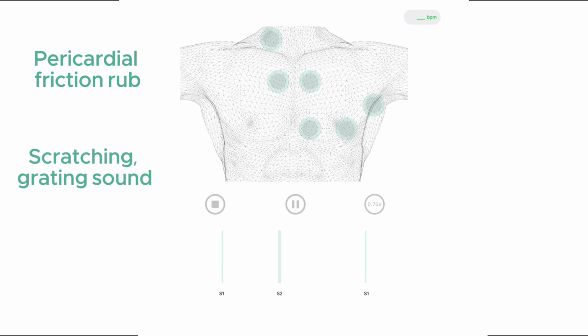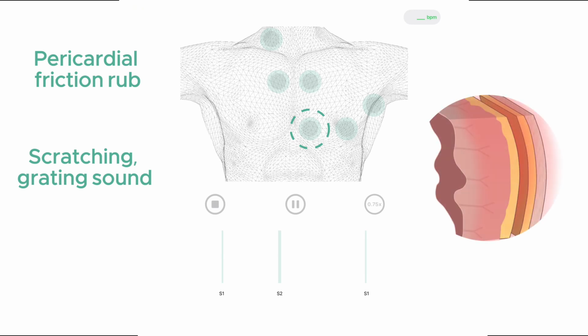usually heard best at the left lower sternal border with the patient leaning forward. It occurs due to abnormal friction between the inflamed visceral and parietal pericardium. Let's have a listen.